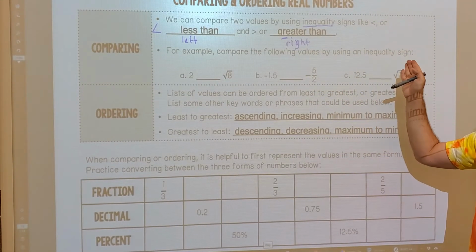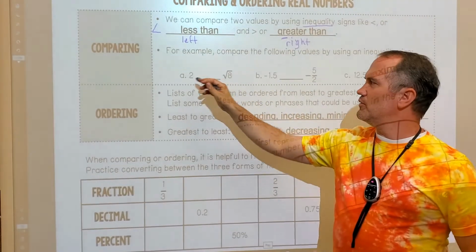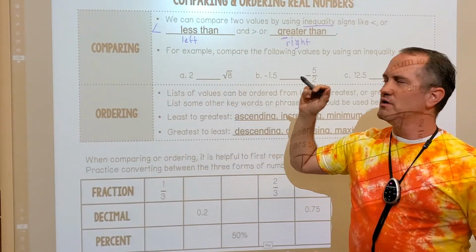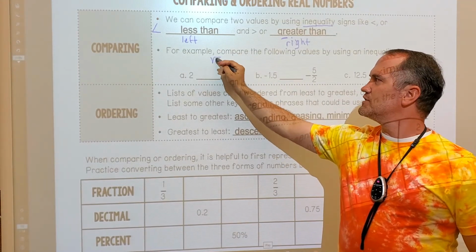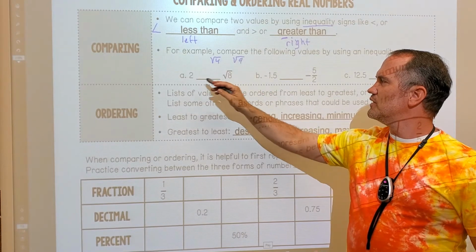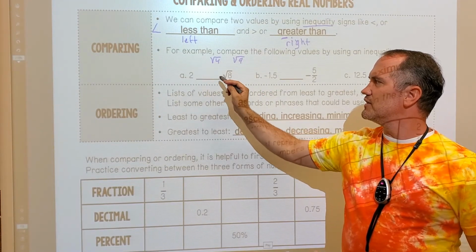So compare the following values by using inequality signs. We have 2 and we have the square root of 8. Well, I don't know what the square root of 8 is, but I do know that the square root of 4 is 2 and the square root of 9 is 3, so it's between 2 and 3, which means it's bigger than 2.